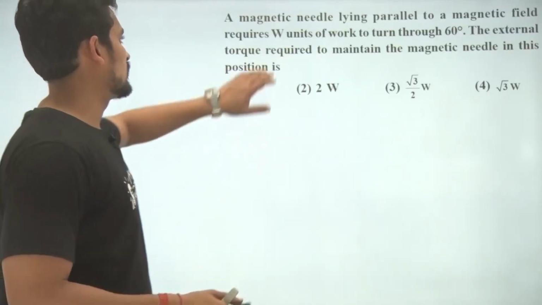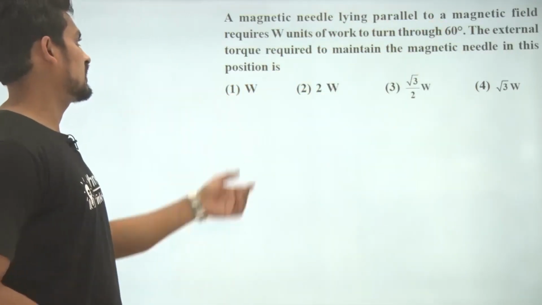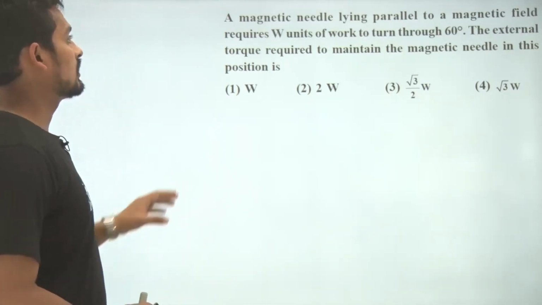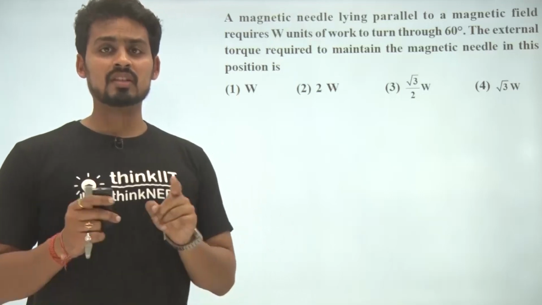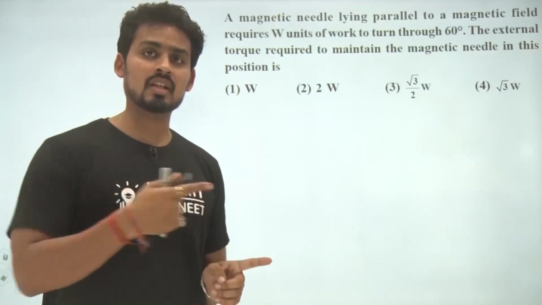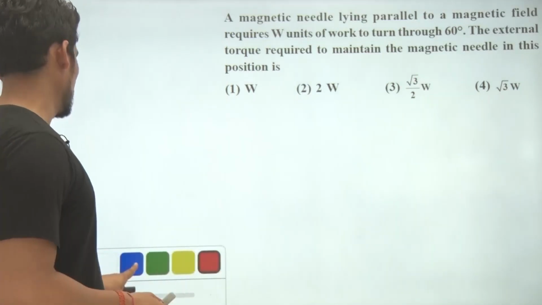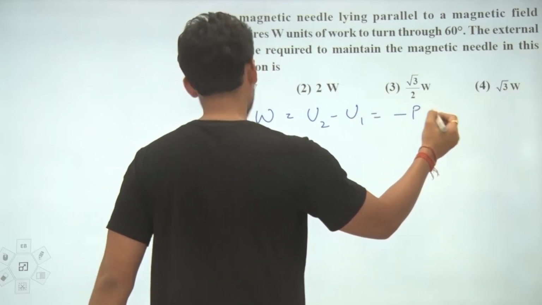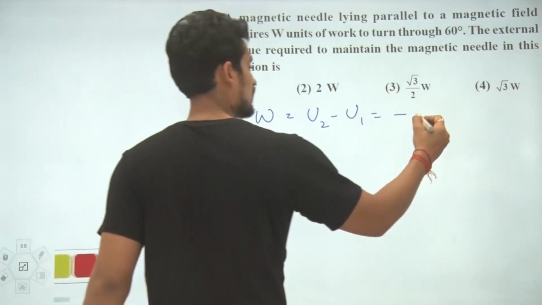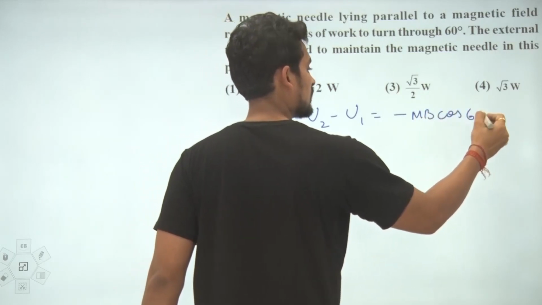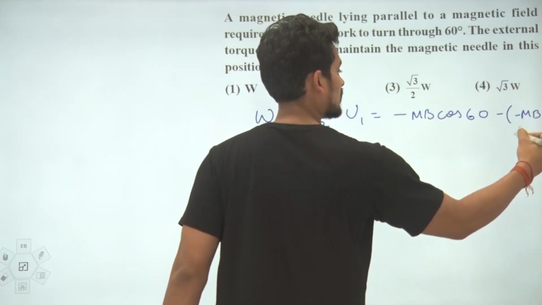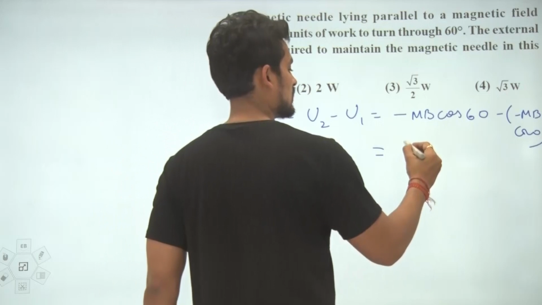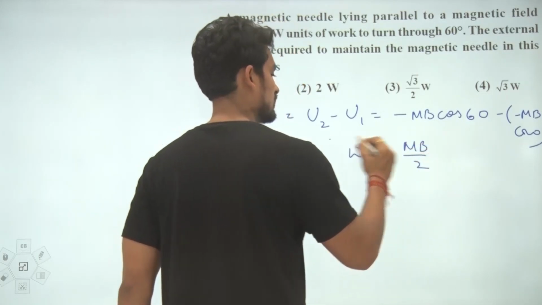Okay, so the question says that a magnetic needle lying parallel to a magnetic field requires W units of work to turn through 60 degrees. Initially the magnetic needle is lying parallel to the magnetic field, which means M and B are aligned in the same direction. So the work done W is equal to U2 minus U1, that is minus MB cos 60 minus (minus MB cos 0). Since cos 60 is half, this comes out to be MB by 2, equal to W.